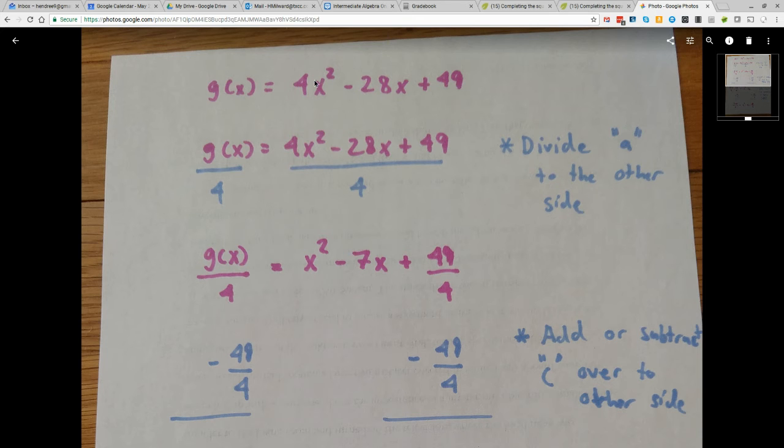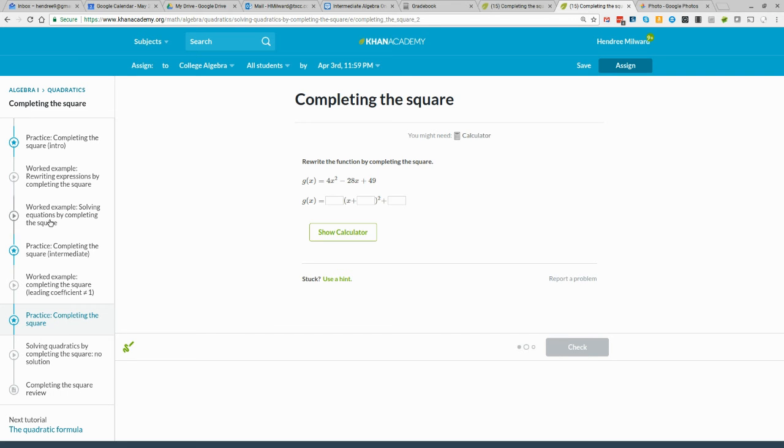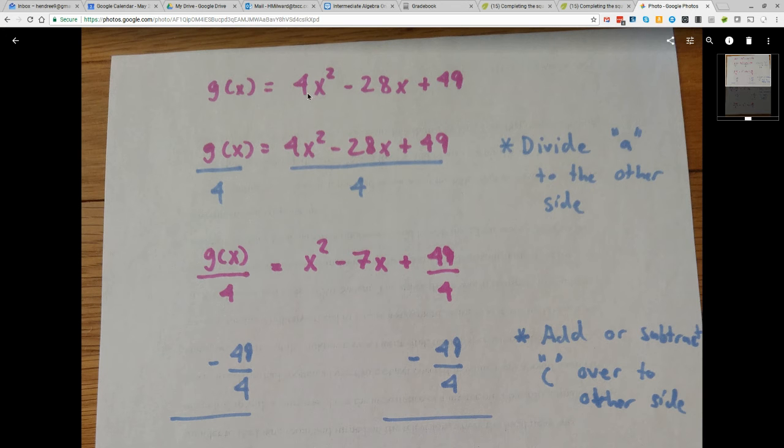The first step, and this is what makes this different. This is what makes completing the square different than the skill completing the square intermediate, is now you're actually going to sometimes have an a that's not 1. The first thing is to get that over to the other side. So we're going to divide both sides by 4, and you'll see what happens. We'll put a g of x over 4 here. It doesn't matter what g of x is. Just let it hang out and be g of x. I'm going to divide it by 4.